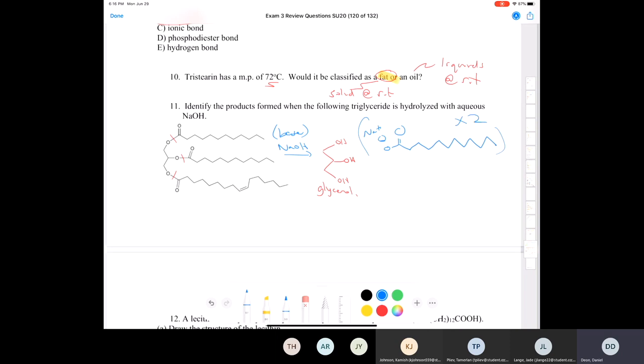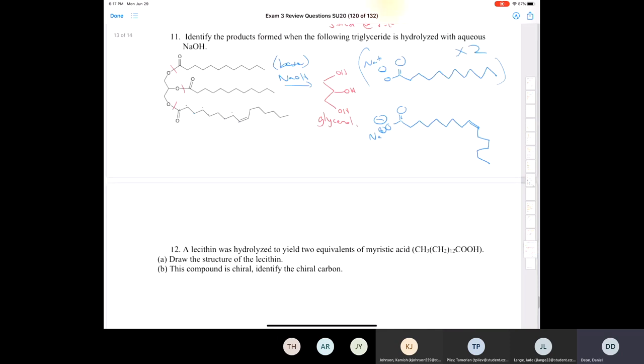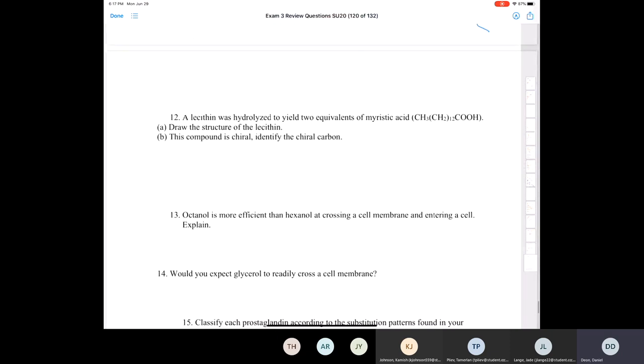And then you would get one of these carboxylates where you have 1, 2, 3, 4, 5, 6, 7, 8, 9. Then you have a double bond. Okay. 1, 2, 3, 4, 5, 6, something like that. Anyhow, and then you would have the sodium salt of it like that. All right. So that's what you would get if you did saponification on that triglyceride.